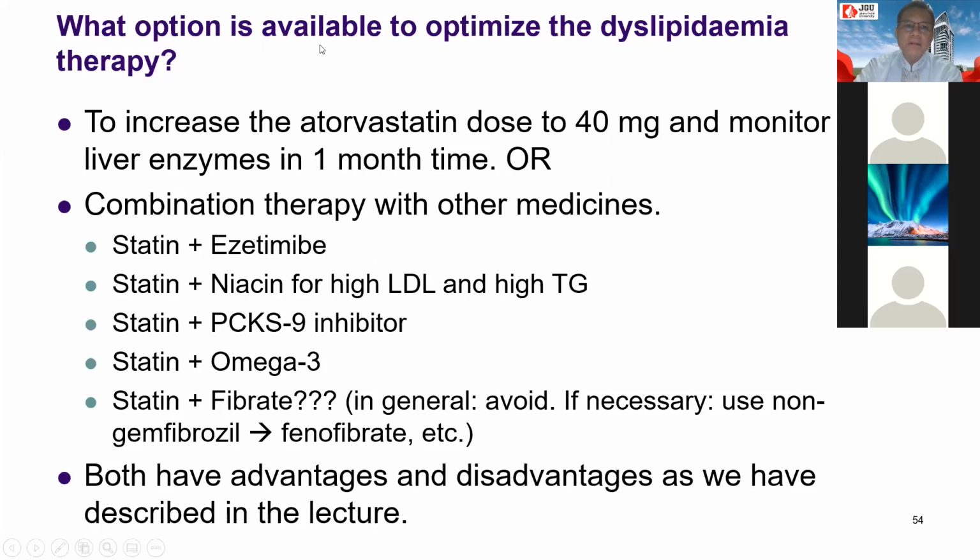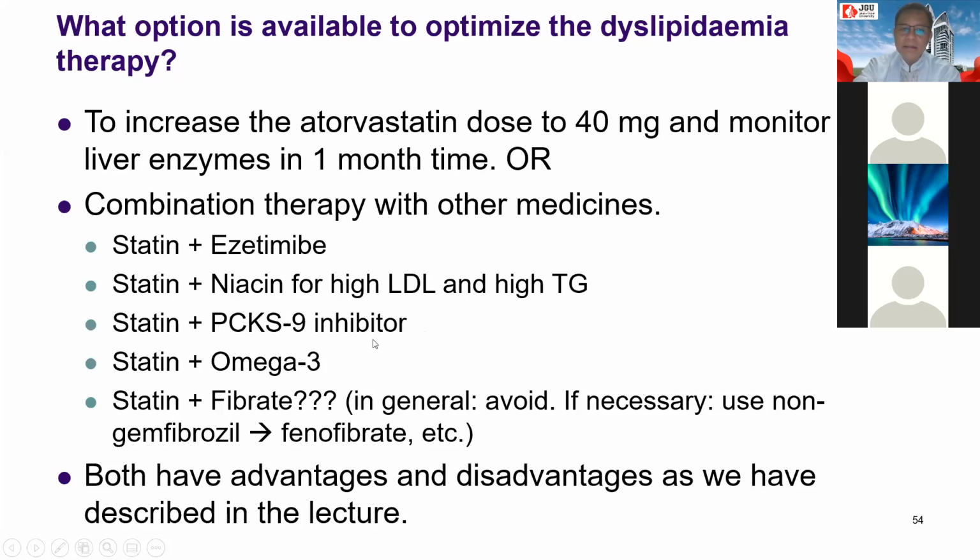Okay, so what options are available to optimize the dyslipidemia therapy? First option, of course, is to increase the atorvastatin to 40 and monitor the liver enzymes for 1 month. If the liver enzymes keep increasing, then we probably have to lower the statin and add ezetimibe. Or the second one is to use combination therapy with other medicines, like statin with ezetimibe. Or if the TG is high, then we can use statin and niacin, but not for this patient. Or statin with PCSK9.